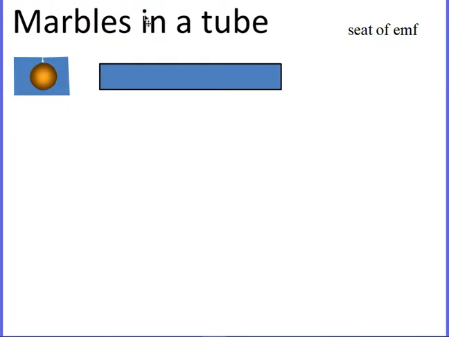Now we're going to talk about electric circuits, and the analogy that is typically used is a plumbing system full of water. But because I'm not sure that you appreciate how incompressible water is, I am instead going to talk about marbles in a tube.